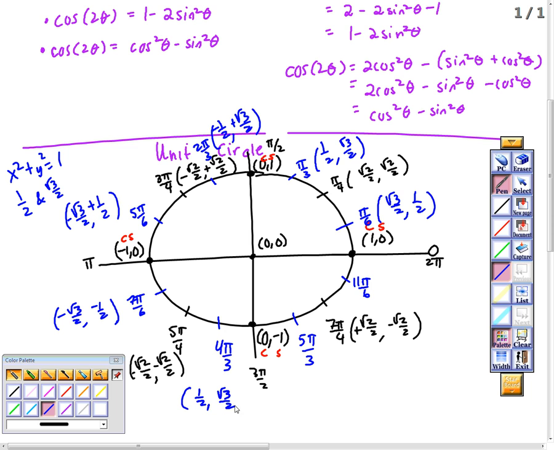1/2 and root 3 over 2, and then tell me the signs. Negative and negative. Okay. 5 pi over 3. Negative 1/2, or sorry, 1/2. Let me do the numbers first. 1/2, root 3 over 2. Signs are positive and negative. 11 pi over 6.